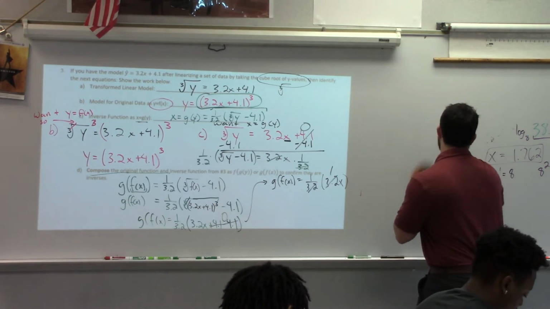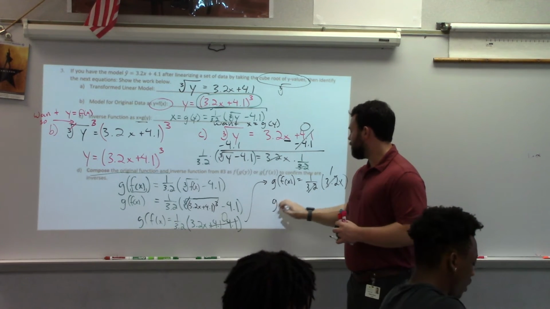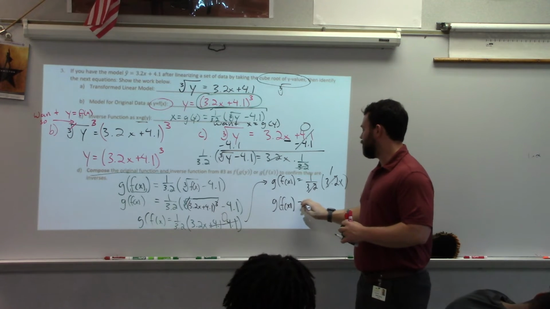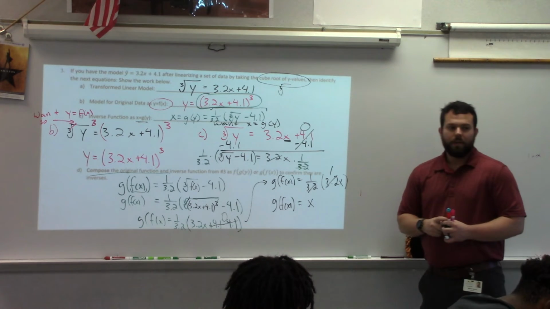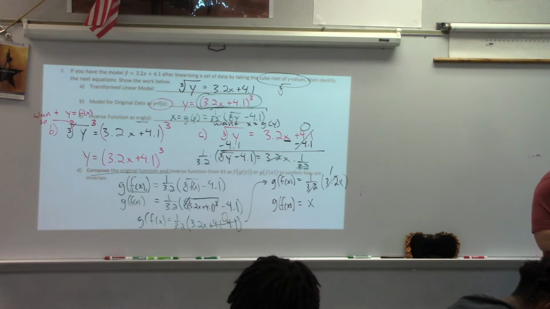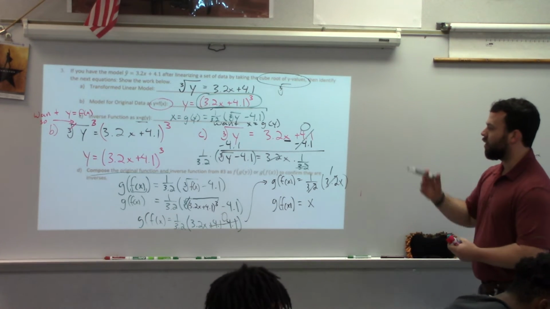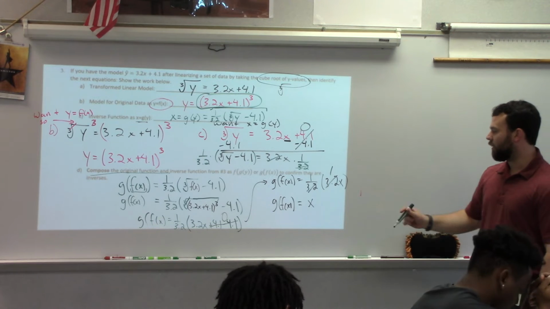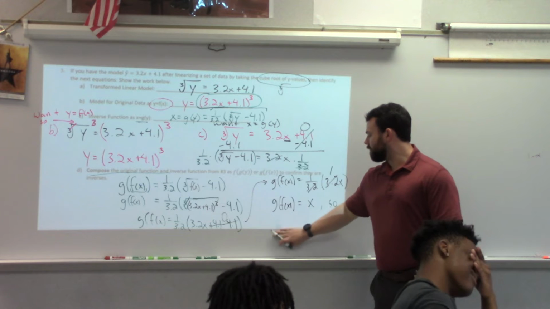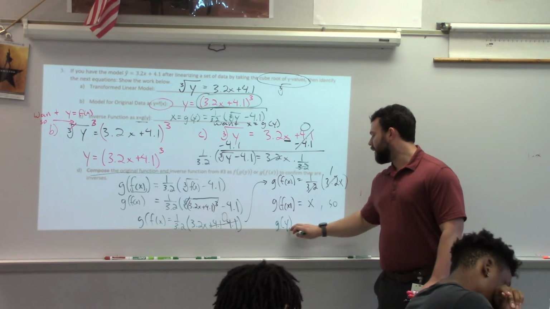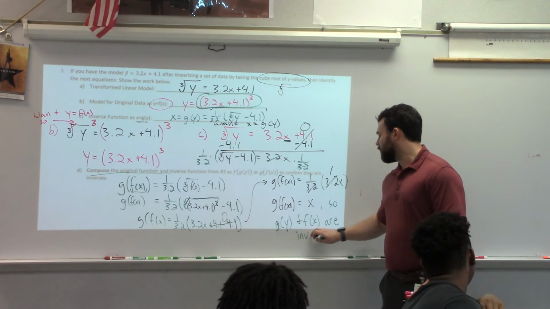But notice at the end, I get that g of f of x is equal to what? X. So what do we know as a result? The functions are inverses, right? And you would need to note that at the end, right? That's the whole point, right? Compose those functions to confirm they are inverses, so g of y and f of x are inverses.